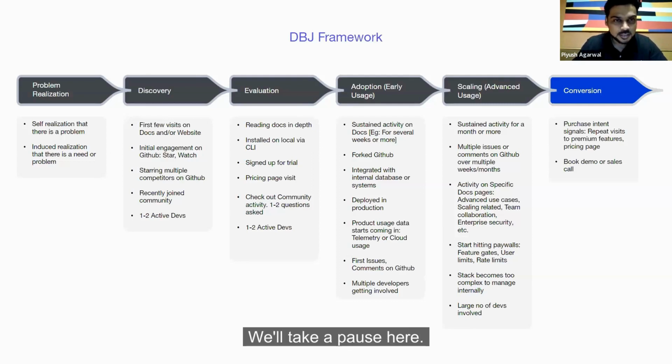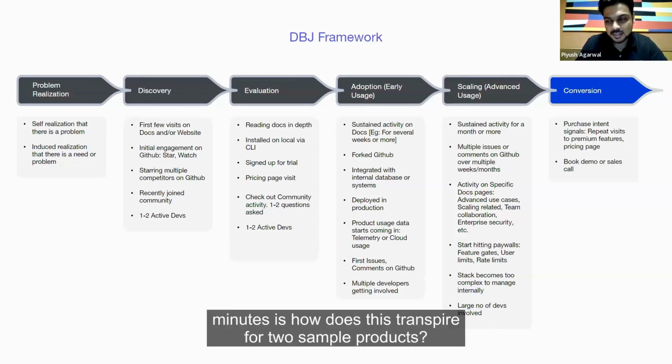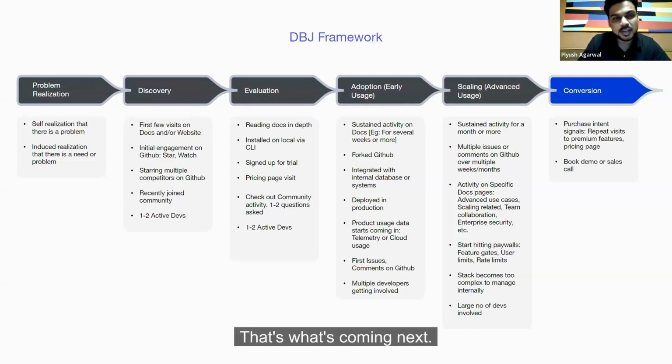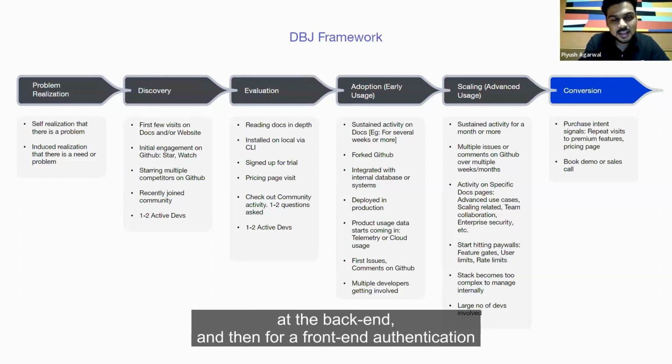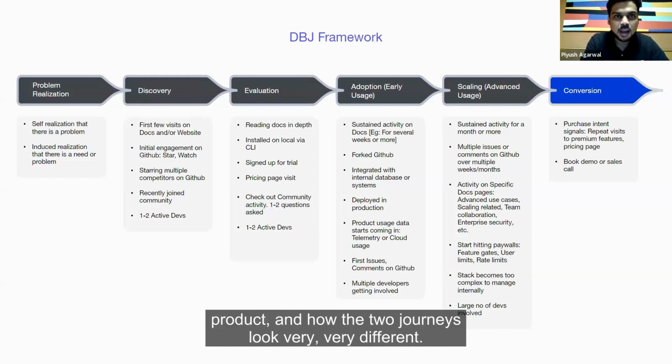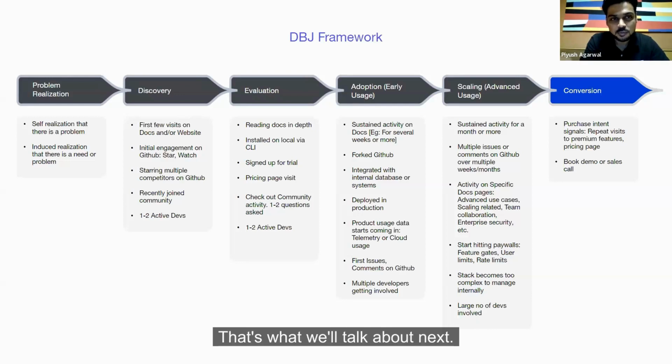So we'll take a pause here. If you have any questions, do let us know. Otherwise, what we've planned for the next few minutes is how this transpires for two sample products. So that's what's coming next. How do you build this kind of a developer buying journey, or DBJ, framework for an infra product, which is very much at the back end, and then for a front-end authentication product, and how the two journeys look very, very different. That's what we'll talk about next.